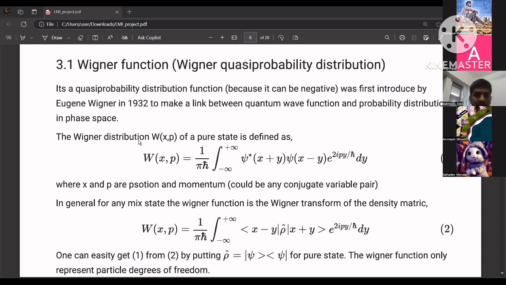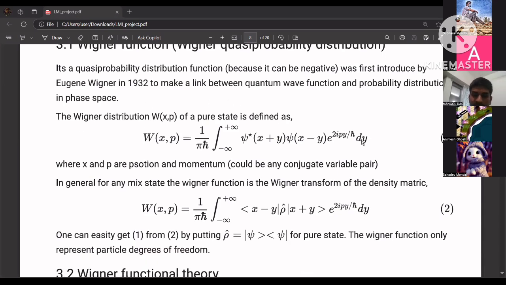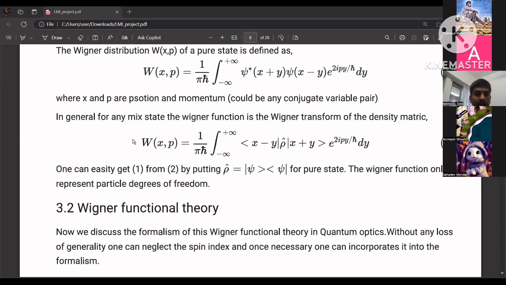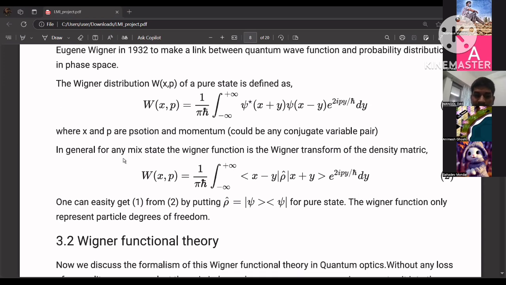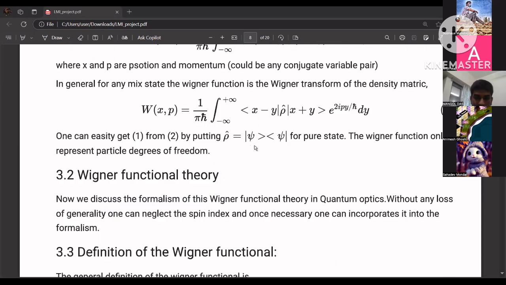The definition of the Wigner function is given by this, where x and phi are momentum and position, but it can be any two conjugate variable pair. And this is for a pure state. But for a mixed state, in general, the Wigner function is given by this equation with the density matrix rho. And if we put rho for a pure state equal to this into equation 2, we'll easily get equation number 1.